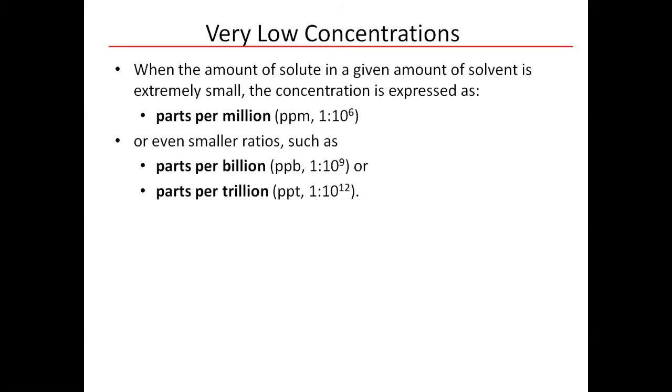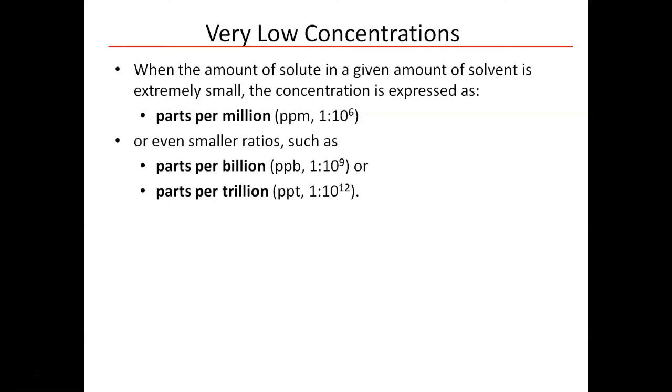So percent relationships for solute and solvent are good when there are large amounts of solute in a relatively small amount of solvent, and they're often used in industry. But when I have a very low amount of solute in a given amount of solvent, we use parts per million and sometimes even parts per billion or parts per trillion.